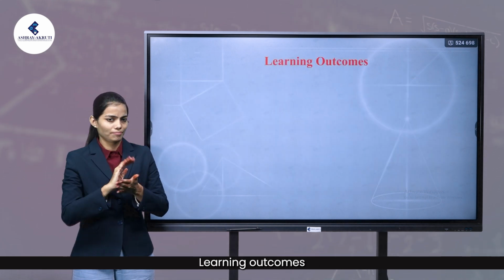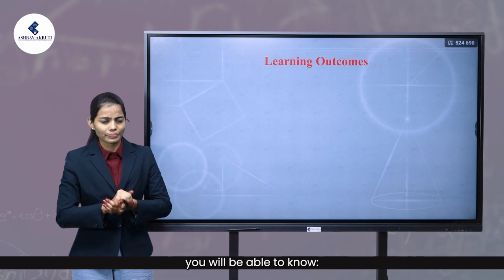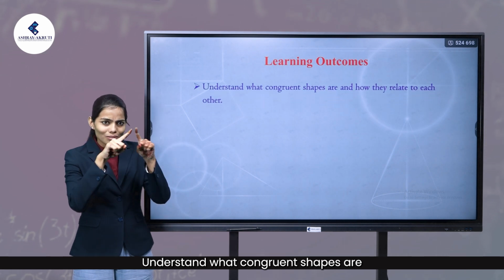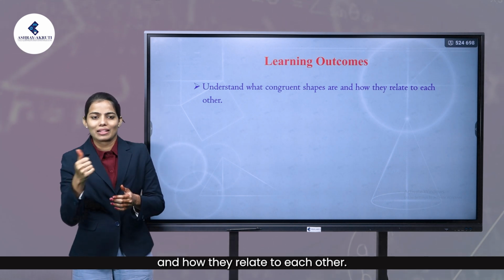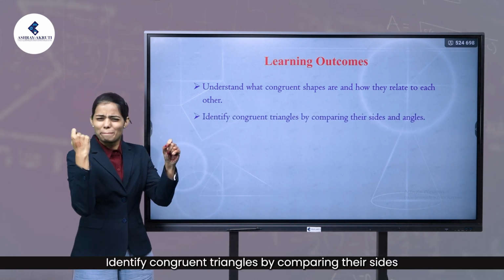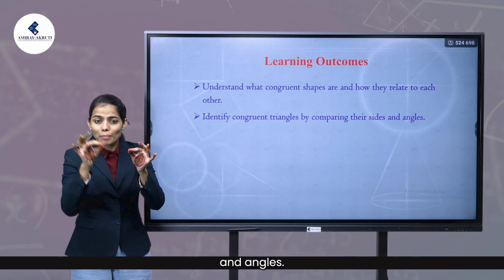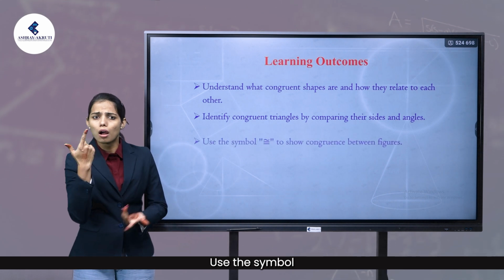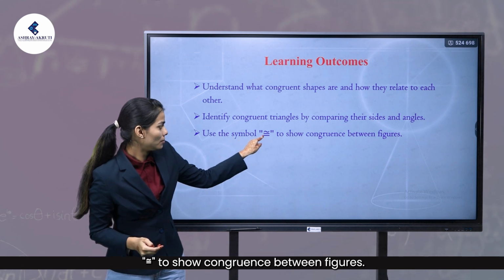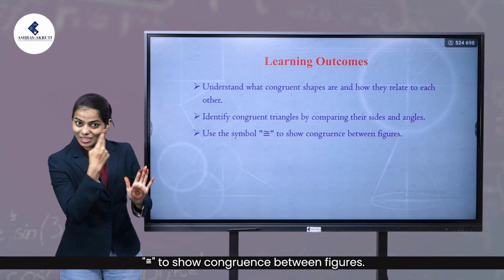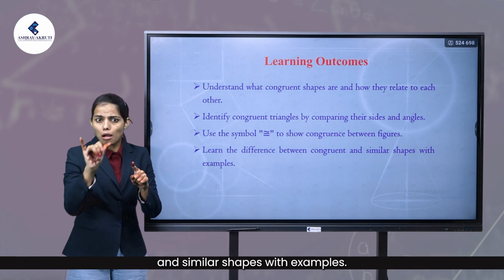Learning outcomes. After the completion of this lesson, you will be able to understand what congruent shapes are and how they relate to each other. Identify congruent triangles by comparing their sides and angles. Use the symbol to show congruence between figures. Learn the difference between congruent and similar shapes with examples.